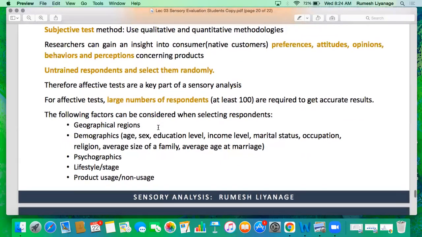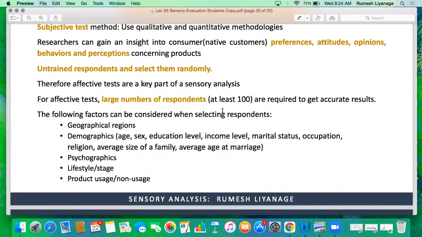And when selecting the people, and before that, based on the product, we have to select the panel, right? We have discussed if it is an infant product, then we are not going to select infants, but mothers. So the selecting of the respondents, the respondent categories and characteristics are important.